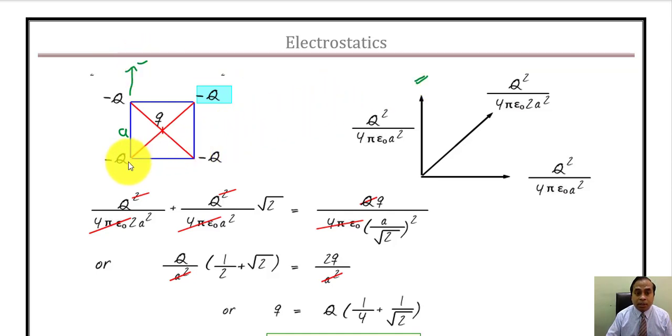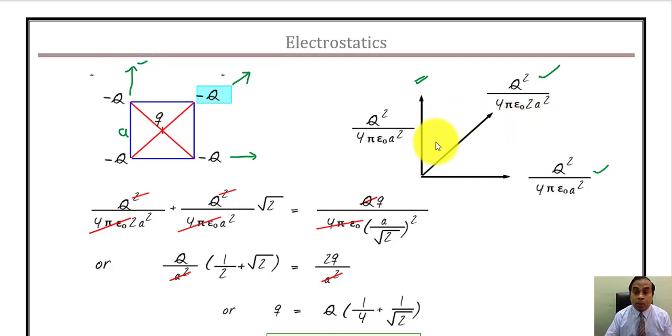Now similarly, this minus q is also trying to repel it away, so it is this force here. Now this diagonal charge is also trying to repel it away, so this diagonal force is equal to this one. This time the diagonal length is equal to a root 2. As in the previous calculation, a root 2 squared becomes 2a squared.